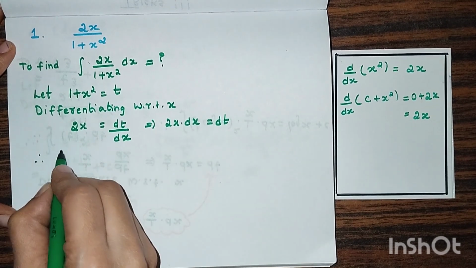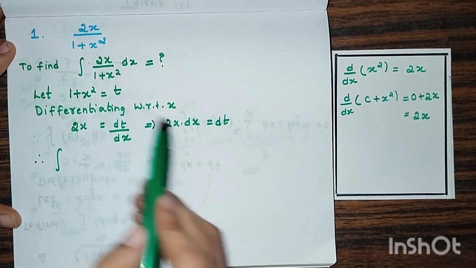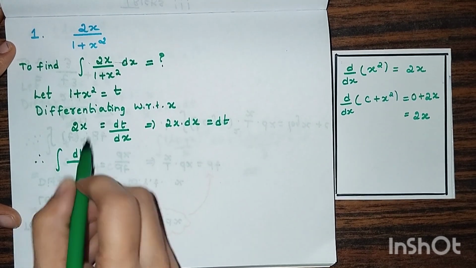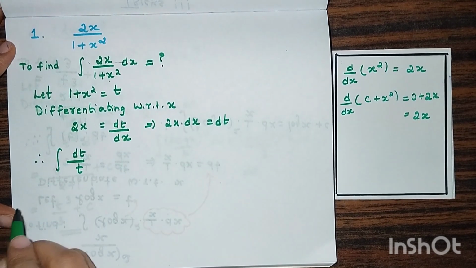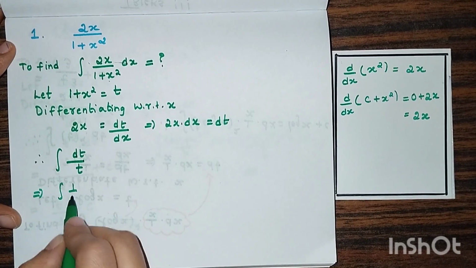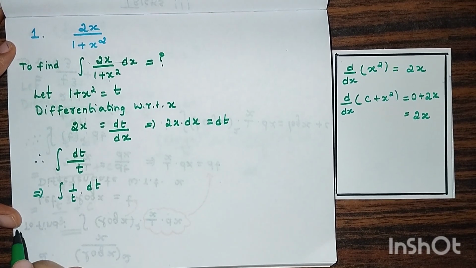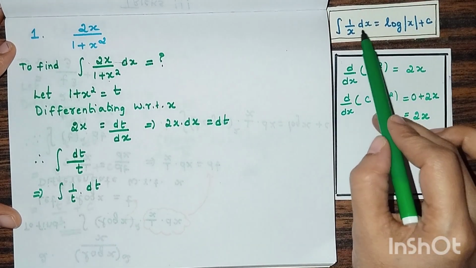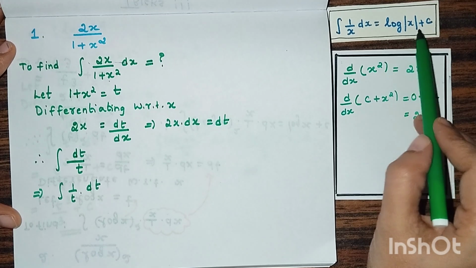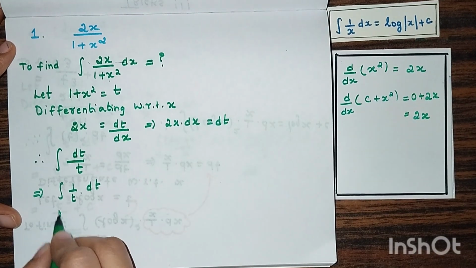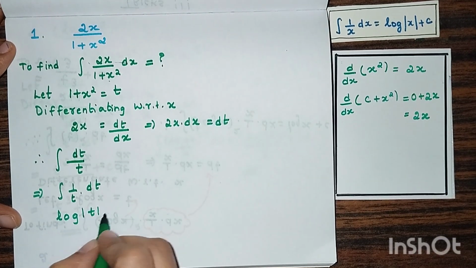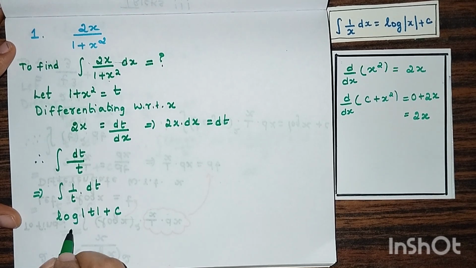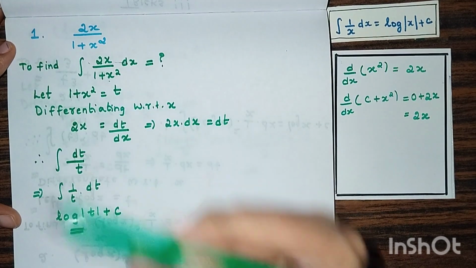So therefore we will write this as 2x dx is equal to dt and 1 plus x square is equal to t. So what is the integral of 1 by t with respect to t? We have the formula integral of 1 by x dx is equal to log of modulus of x plus c. So this will be log of modulus of t plus constant of integration. Yes, now this is by inspection method, right, which we solved in exercise 7.1. So just one step more.